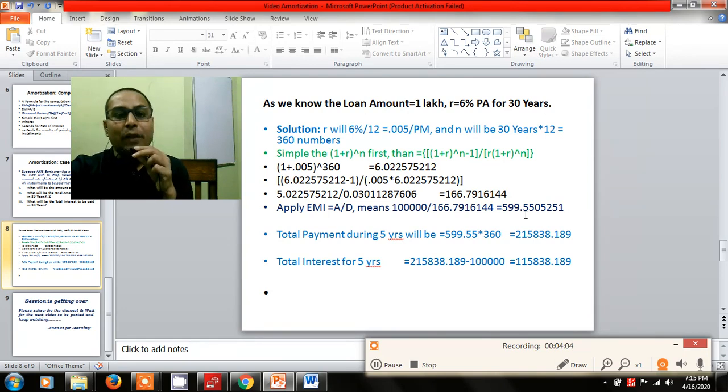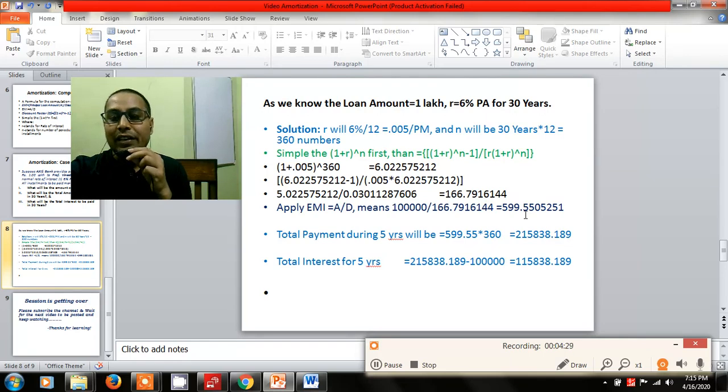So how much will be the interest in this time duration of 30 years? Again, the interest calculation will be very simple. After deducting the principal, the loan of 1 lakh, from the total payments within 30 years, the interest will be 1,15,838 rupees and 18 paise.